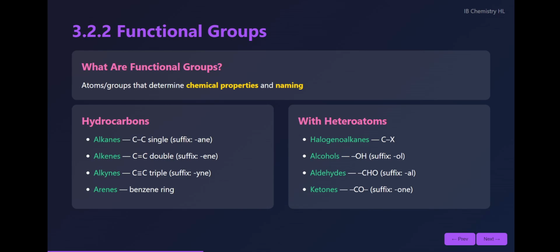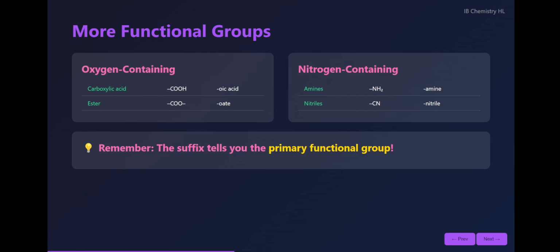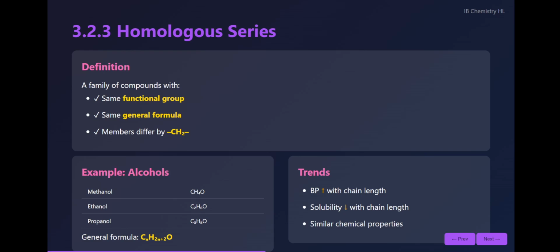Now the oxygen-containing groups. Alcohols have the OH group and use the suffix "-ol". Aldehydes have the CHO group and use the suffix "-al". Ketones have the CO group in the middle and use the suffix "-one". Carboxylic acids have the COOH group and use the suffix "-oic" acid. Esters have the COO group and use the suffix "-oate". And nitrogen-containing groups. Amines have the NH2 group and use the suffix "-amine". Nitriles have the CN group and use the suffix "-nitrile". Remember, the suffix tells you the primary functional group.